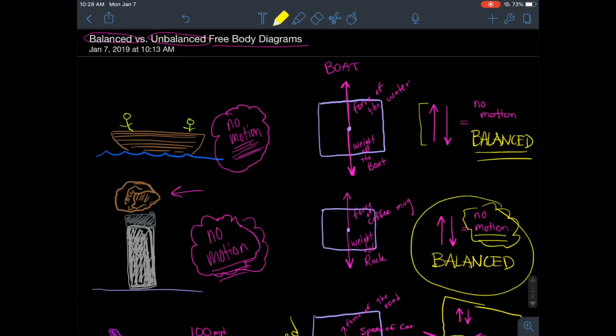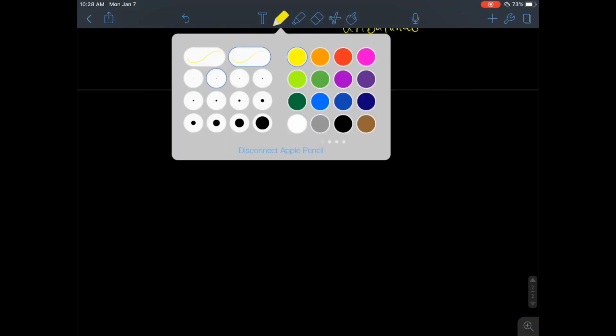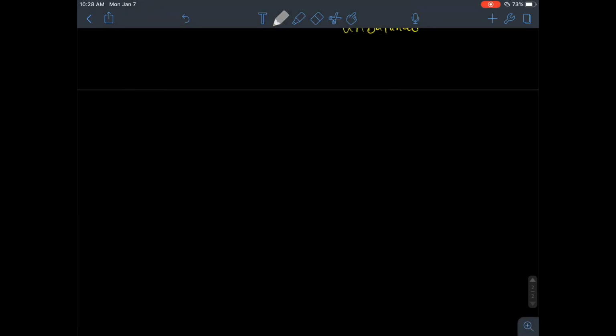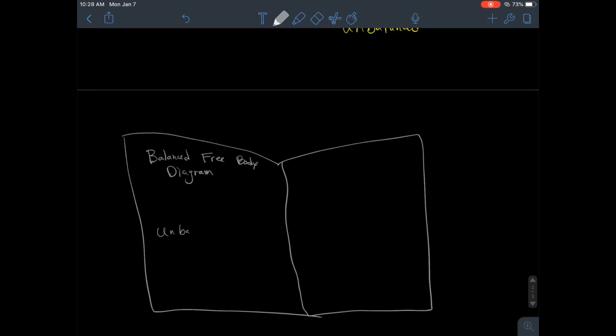So on your Science Notebook page, what I need you to do is to draw a balanced free body diagram and an unbalanced free body diagram. So at the top of your page, write balanced free body diagram, and then draw an unbalanced example of a free body diagram.